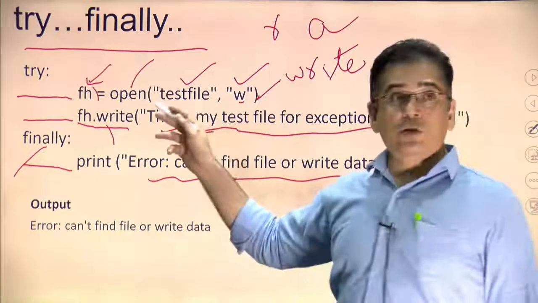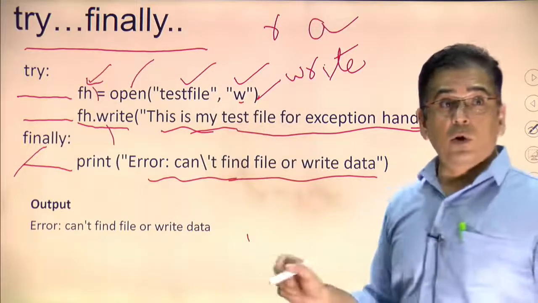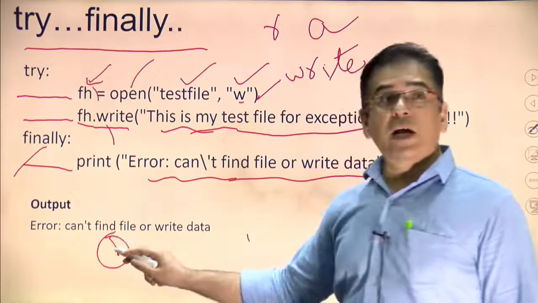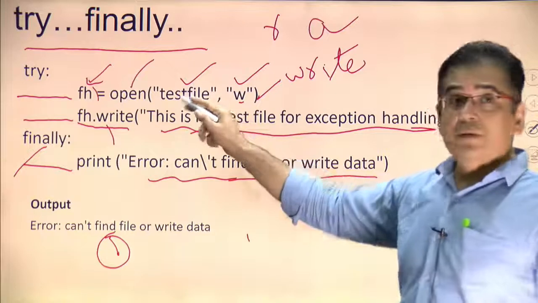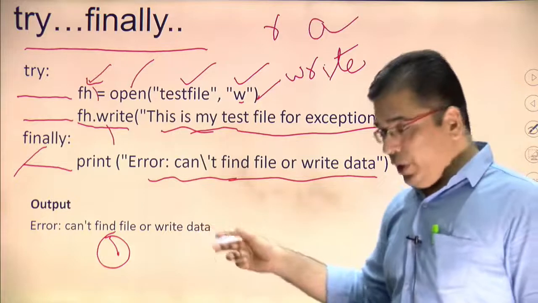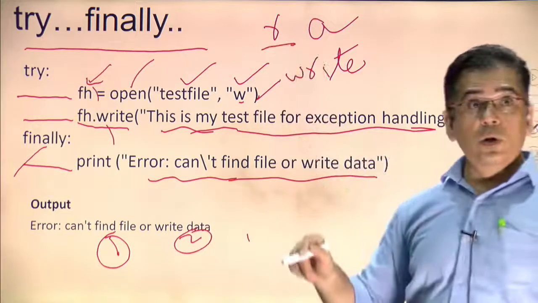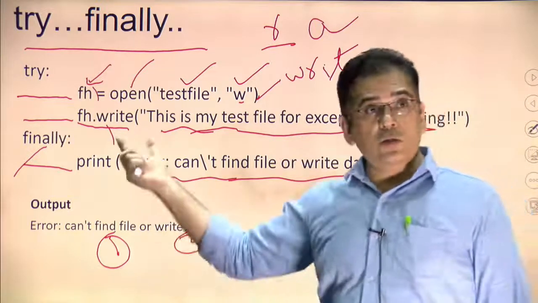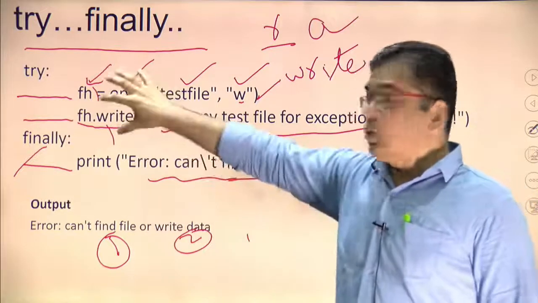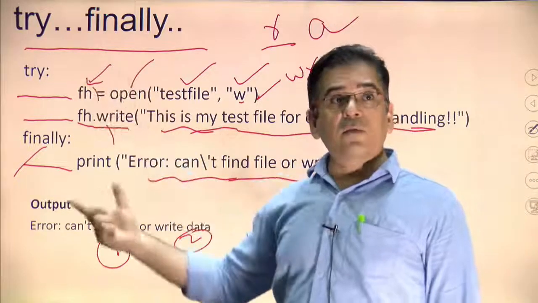Here I have assumed that the file is not available or the file is not able to open in the write mode. So if the file is not available, then case 1, cannot find the file. Or the file is fine, the test file is available in the same directory or folder where the source code is written, but we are not able to write the data, meaning the file is opened in read mode. Then the second case arises. So this finally block will display the output always, even when this code is successfully executed. There is no problem in writing the code in this file, still finally will display.